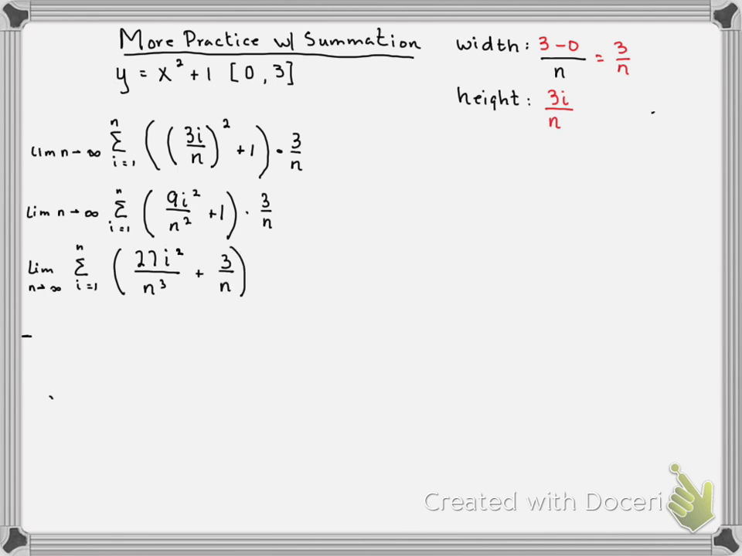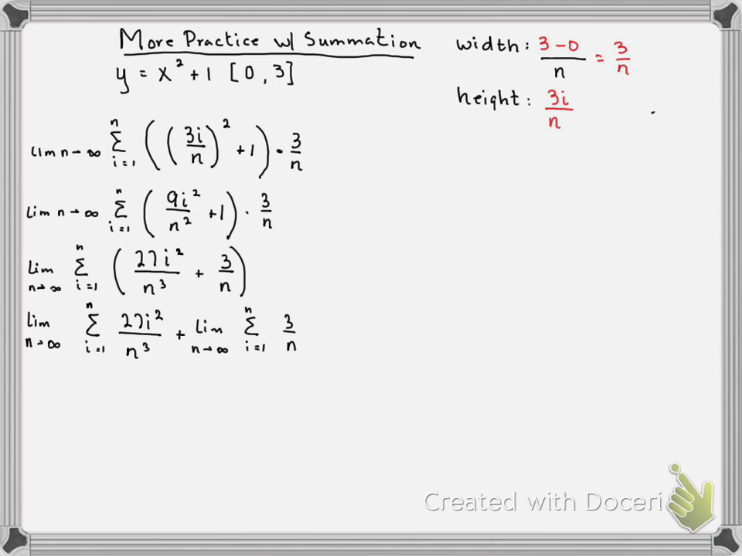Now we will separate the terms and take the sum of each one. So the limit as n approaches infinity of the sum from 1 to n of 27i squared over n cubed, plus the limit as n approaches infinity of the sum from 1 to n of 3 over n. Okay?